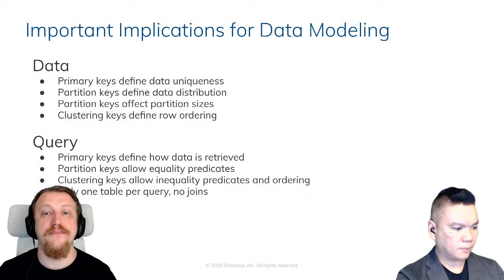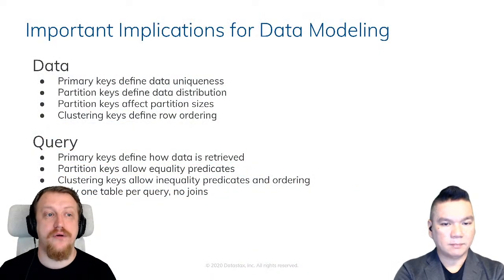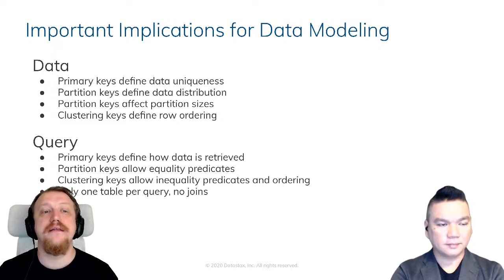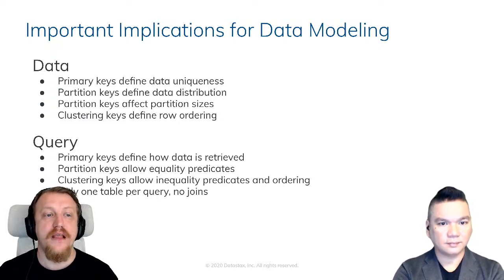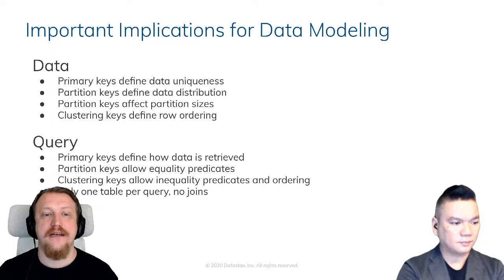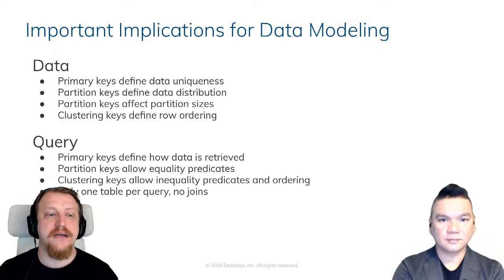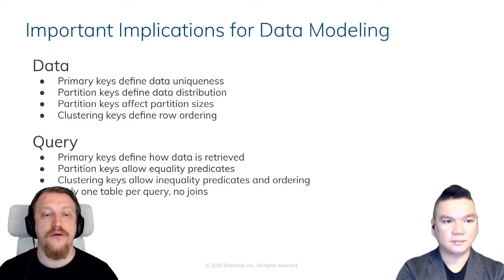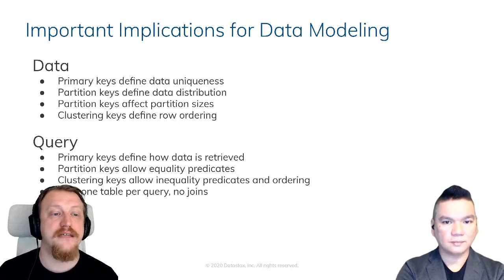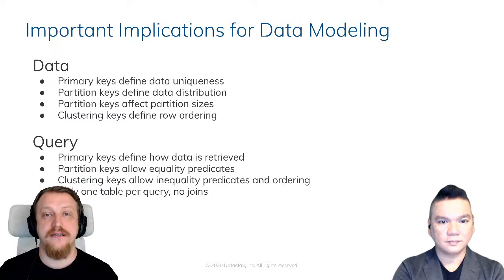So, important implications for data modeling you have to remember all the time. Primary key defines data uniqueness. Partition key defines data distribution over the cluster. Partition key directly affects partition size. Clustering key defines row order and helps you to ensure uniqueness. Primary keys are responsible for data uniqueness, and partition keys define data distribution.